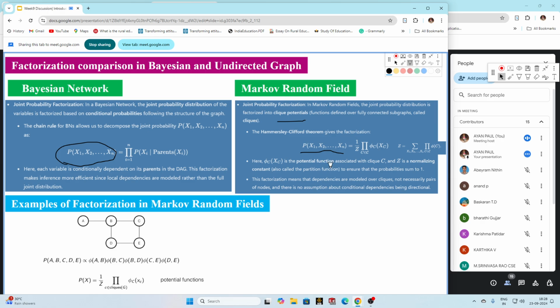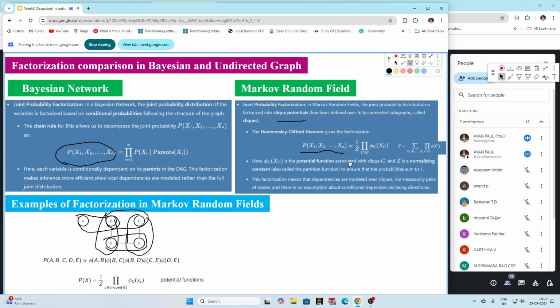Now the probability, as I have told you, we will write in terms of our click potential function, denoted by phi. What are the different clicks or subgraphs we can construct? One subgraph is AB, another is BC, BD, BE, and CE. Anything left? AB, BC, CD, BD and DE. So five subgraphs, or five clicks, we can construct.